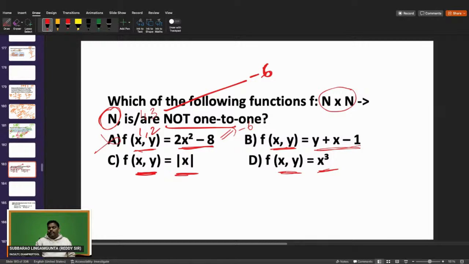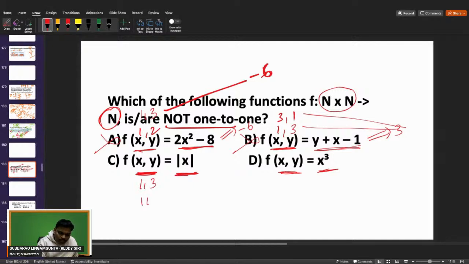What about B? If you see B, 1 3 gives the same answer as 3 1. 1 plus 3 is 4, 4 minus 1 is 3, both are giving 3. It is not 1 to 1. Suppose here I give 1 3, the answer is 1. 1 5 also gives answer 1, 1 1 also gives answer 1. It is also not 1 to 1.